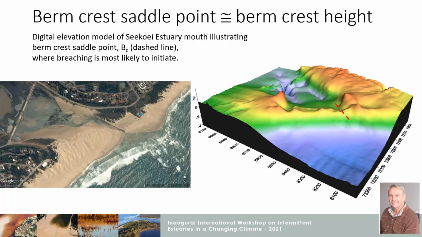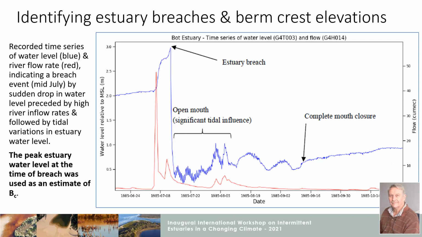So what are we talking about if we say berm crest height? Basically, we were looking for the berm crest saddle point. The image on the right there shows an example from the Sekwe estuary, the red line indicating that berm crest saddle point by the dashed red line. That's the lowest point along the berm. So we had some survey data of the estuaries, but that didn't provide enough information on berm crest elevations. And so we had to use the water levels recorded inside the estuaries. That was the main source of data on berm crest elevations.